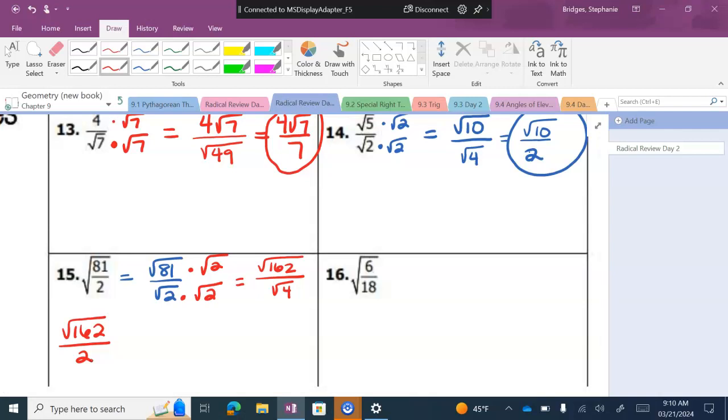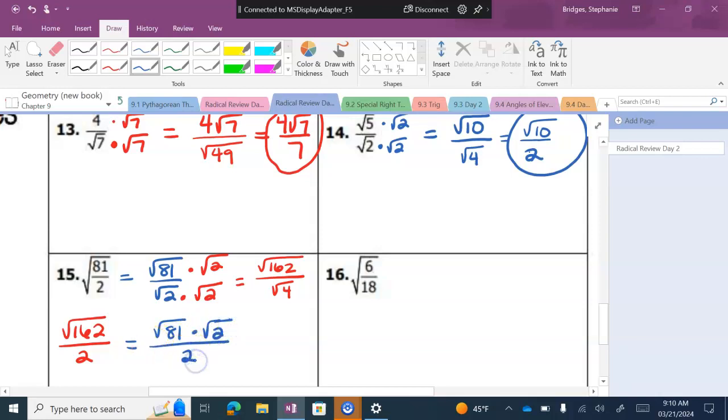Okay. So the closest thing to 162 without going over is 144. With your calculators, does 144 divide into 162 evenly? No. Okay. Does 121 divide in evenly? Nope. What about 100? Nope. What about 81? Does 81 divide into 162? It does. So now we're going to have to kind of put together what we did yesterday with what we're doing today, and we're going to split that 162 into the square root of 81 times the square root of 2.